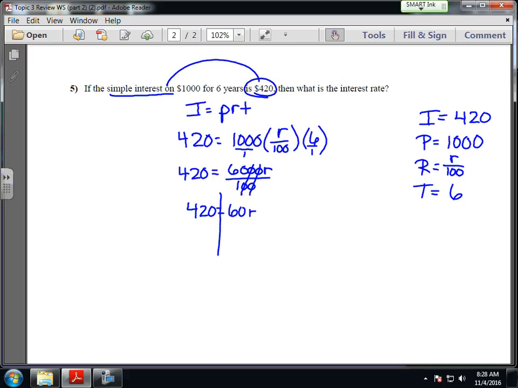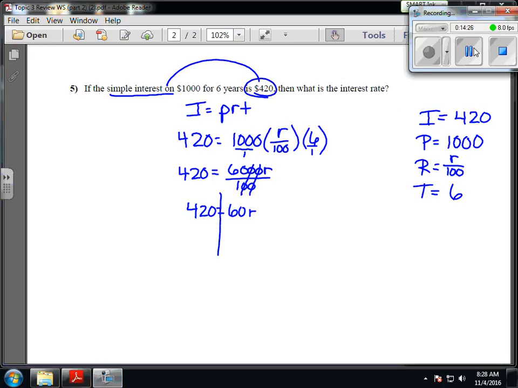When you're finished, please put this sheet away, and please also put your calculator back in your pouch.